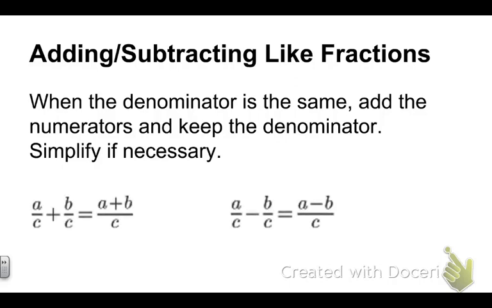So for example, A over C plus B over C, if you look, the whole is C. It's an A part out of C and a B part out of C. Add those parts together. It's the same whole. It's the same with subtracting. All right, you're subtracting B from A from the same whole.